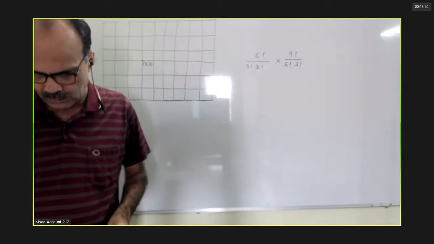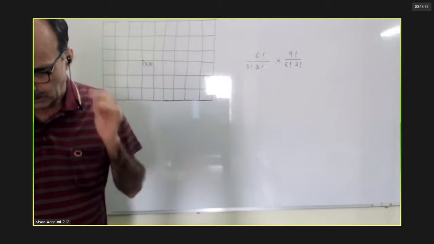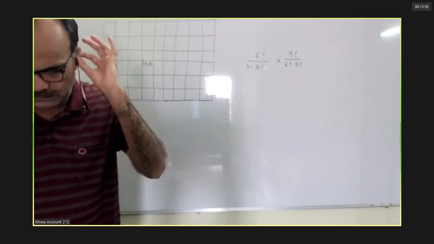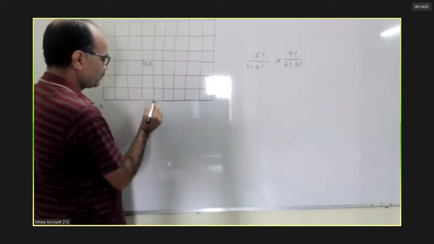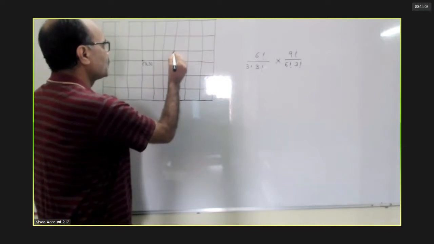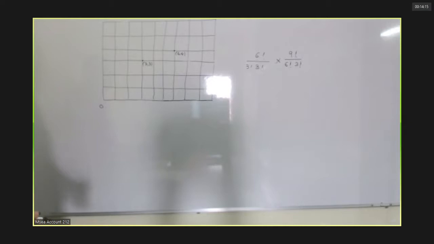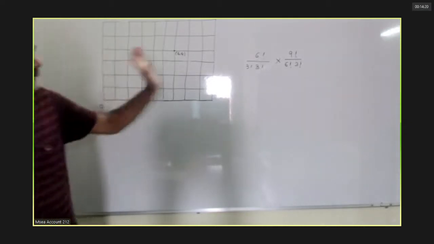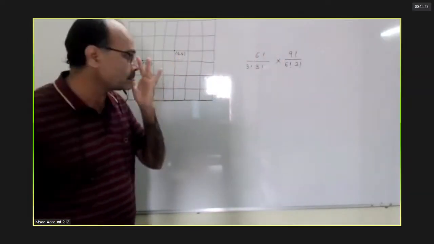Third bit. Total number of paths to reach 9,6, avoiding 3,3 and 6,4. Now, total minus via this, total minus this, plus via this. Anything else?